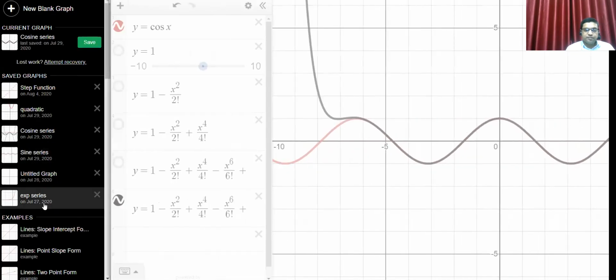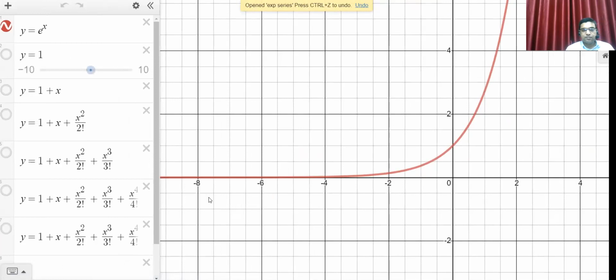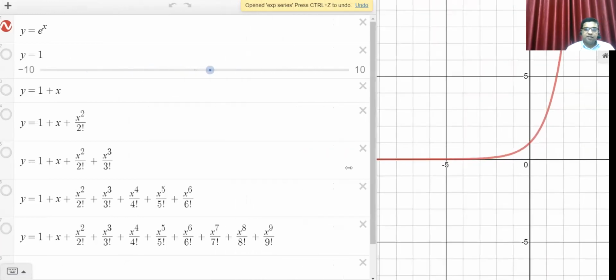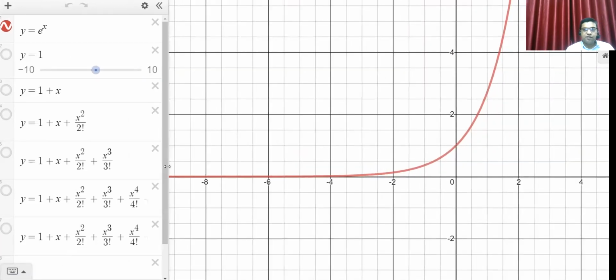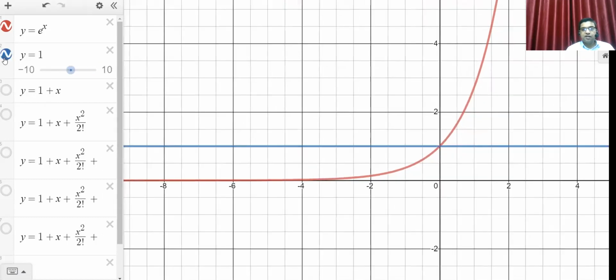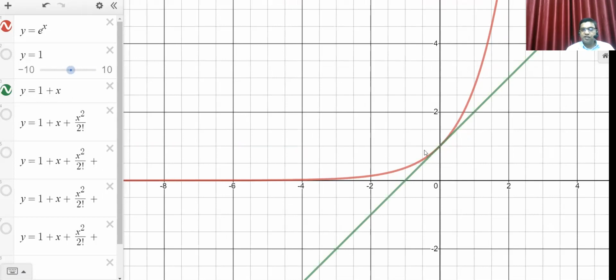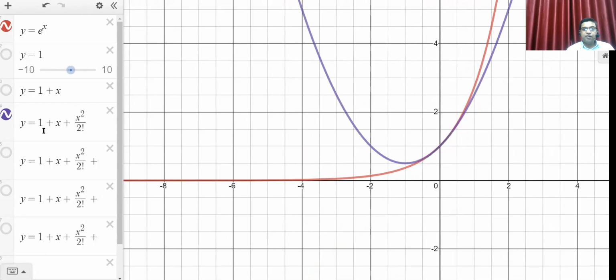Similarly, exponential. All right. See, 1 term, 2 terms, 3 terms, 10 terms, up to 10 terms. So exponential curve. This is the graph of an exponential function. You take y equal to 1, it doesn't meet except at x equal to 0. It is an improper approximation. Y equal to 1 plus x, it's a tangent to the curve at 0. Now y equal to 1 plus x square by 2 factorial. At some small portion, there is an overlap, otherwise, no.